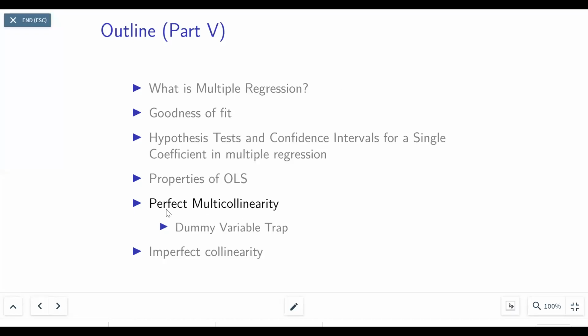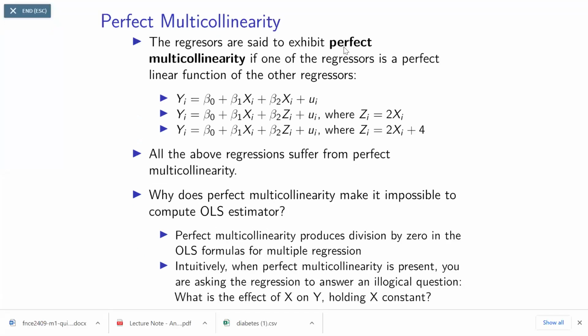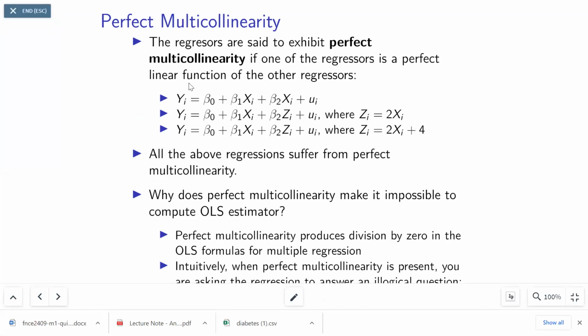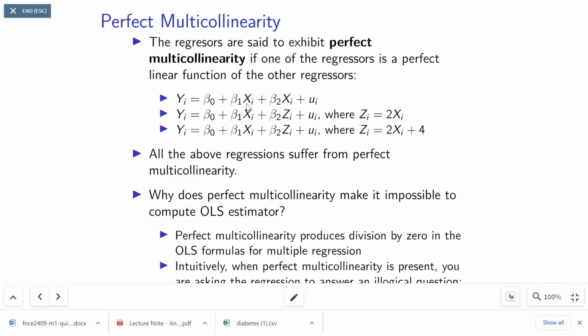One of the problems that you have to watch out for when running multiple regression is the perfect multicollinearity problem. Recall that the last least squares assumption for multiple regressions is that there is no perfect multicollinearity. Perfect multicollinearity arises when one of the regressors in the model is a perfect linear function of another regressor in the model. For instance, in model 1, you included the same regressor twice in the same model.